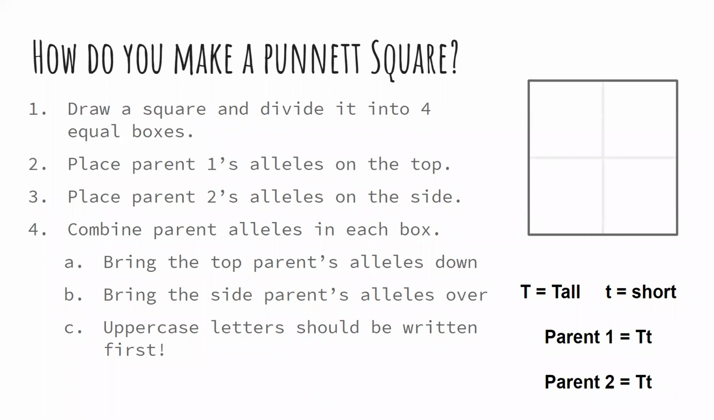So we drew our square. We divided it into equal boxes. We placed parent one's alleles at the top and parent two's alleles at the left on the side. We brought down the first parent's alleles, the top parent's alleles, all the way down, and we brought the side parent's alleles all the way over.